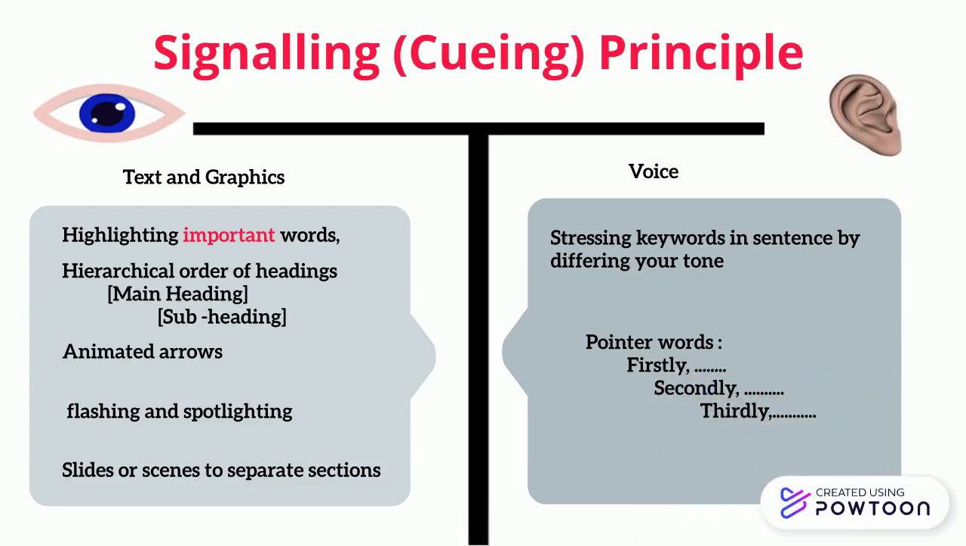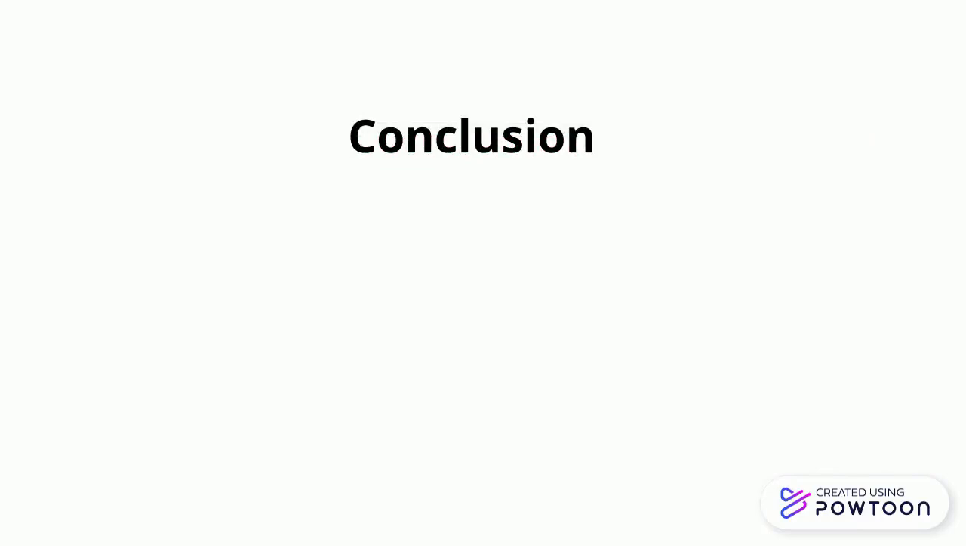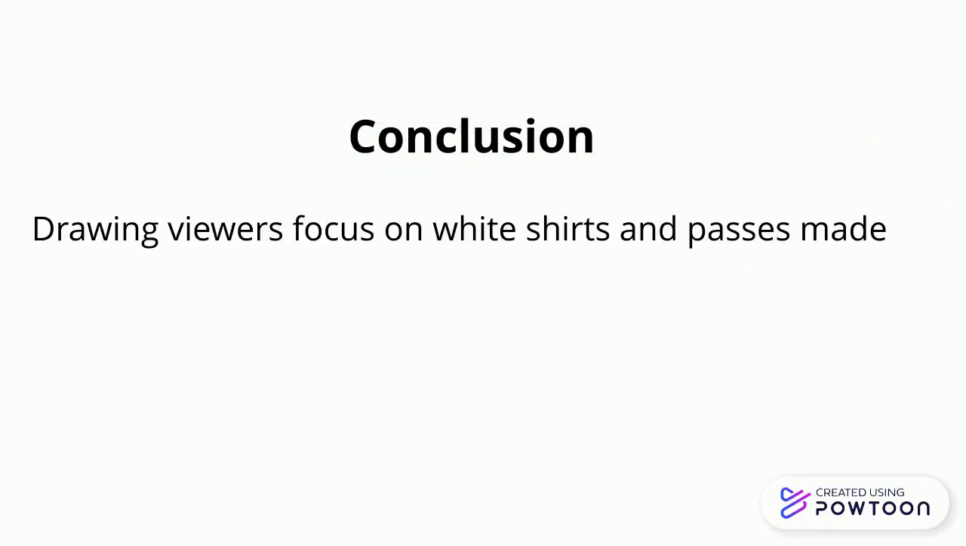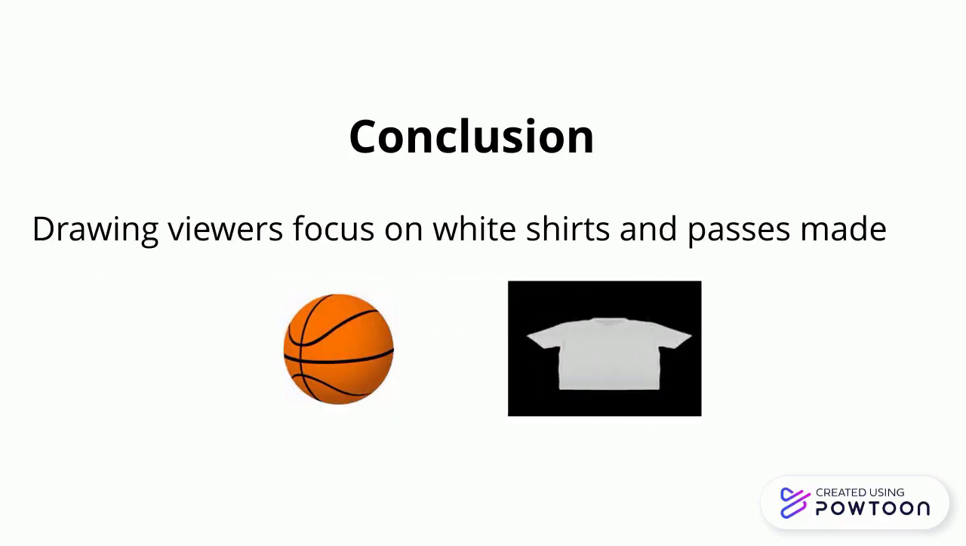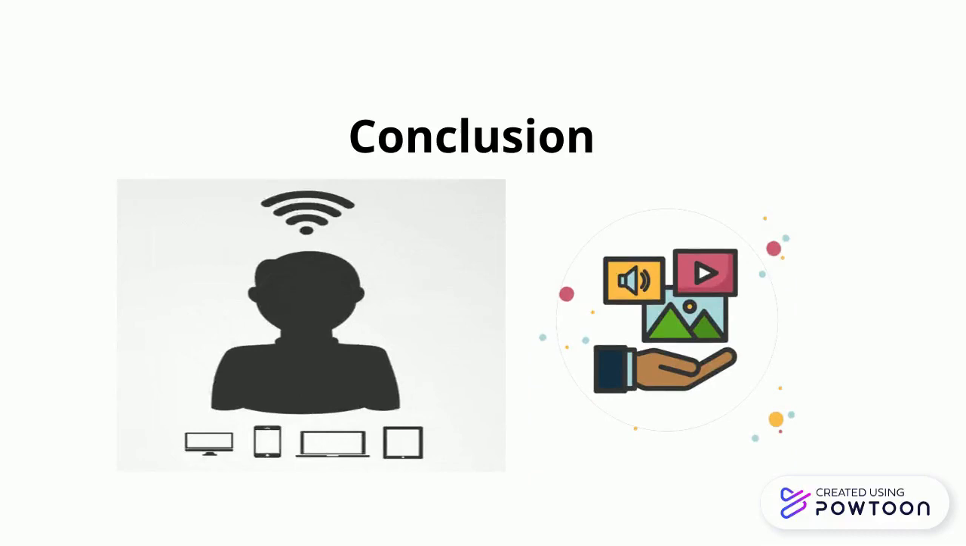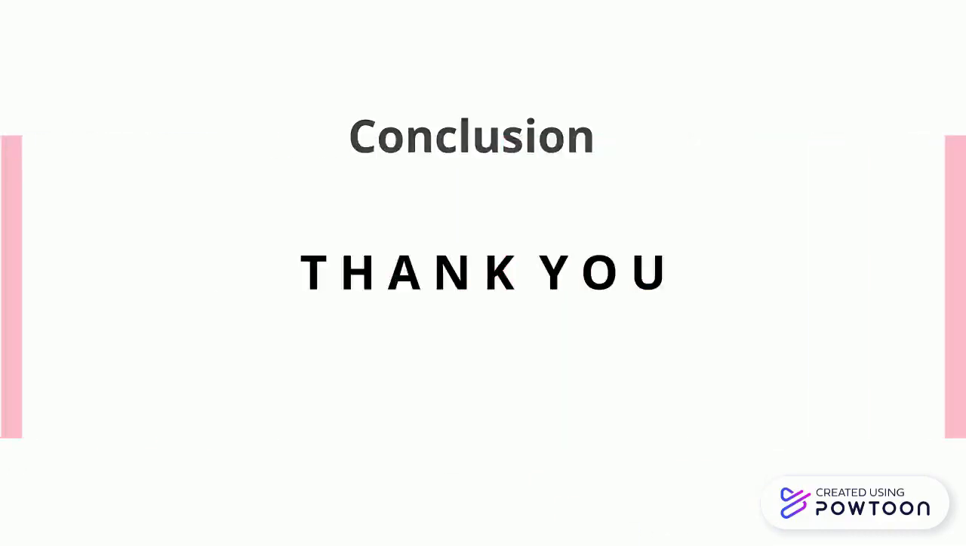In conclusion, the gorilla in the experiment could be a distractor from the video. The cue that sustained your attention, so as not to have been distracted, was the focus on the number of passes by the players wearing white shirts. In effect, using signaling is a very powerful principle to consider in multimedia design to sustain learners' attention. Thank you for your attention.